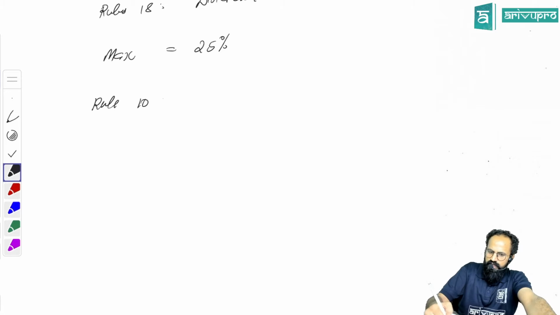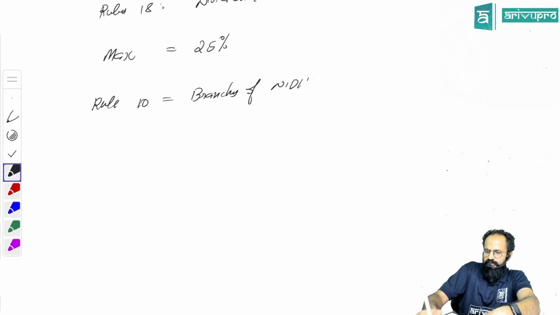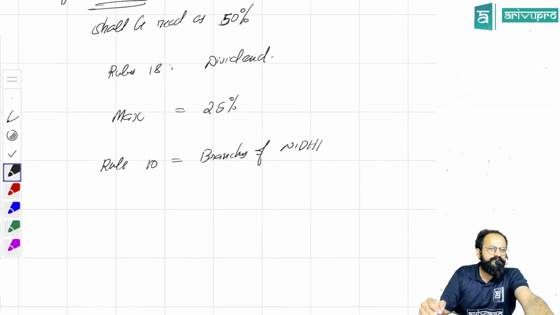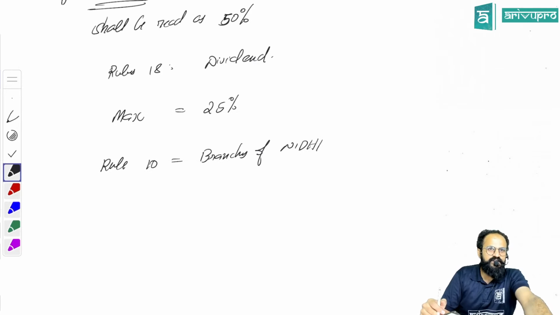Next one, people, rule 10. Branches of NIDHI. Dividend, simple. Earlier this was a very big provision. They made an amendment and the entire provision has been swiped off. Now what is there is only 25%. Now the maximum a company can pay is 25%.